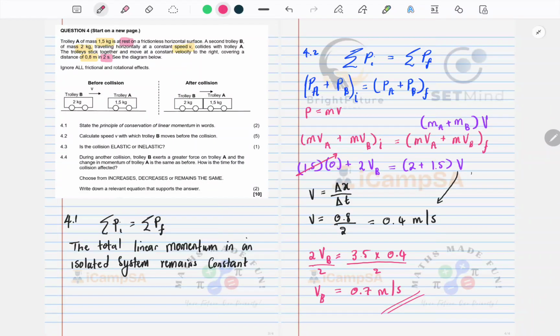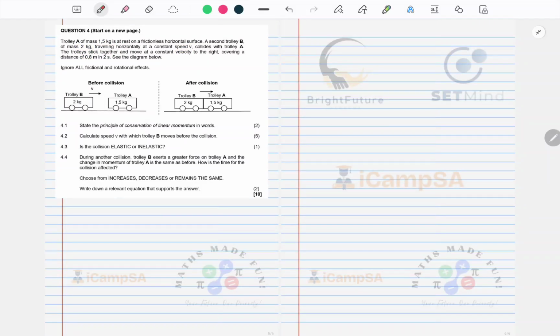Now they're asking us, is this collision elastic or inelastic? Okay, that is the question. How do we then answer this? Remember the principle says for an elastic collision, which is 4.3, the sum of initial kinetic energy should be equal to the final kinetic energy.